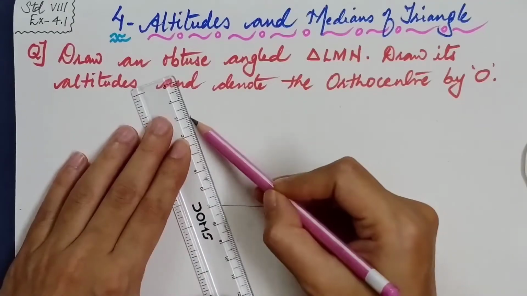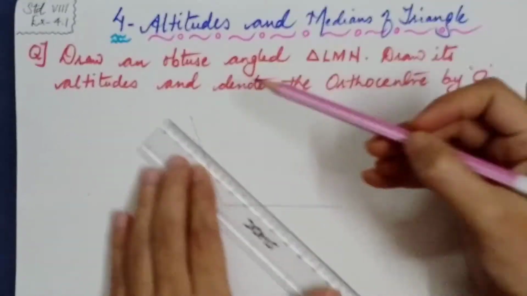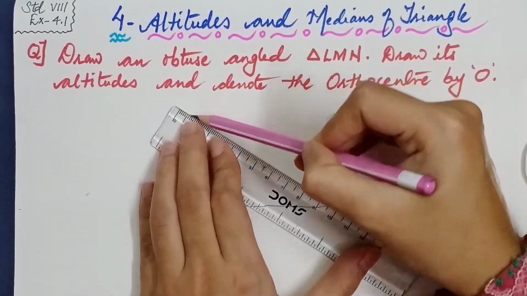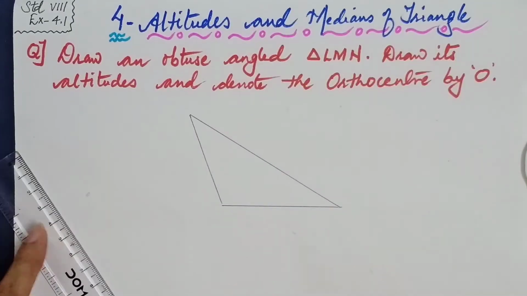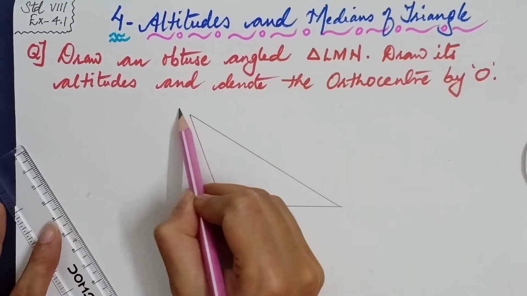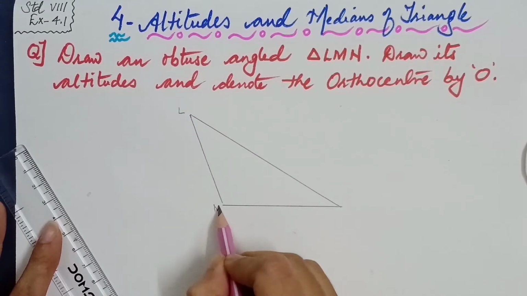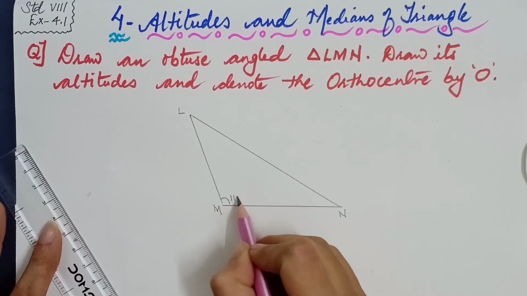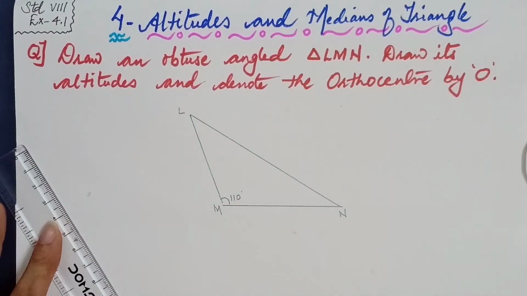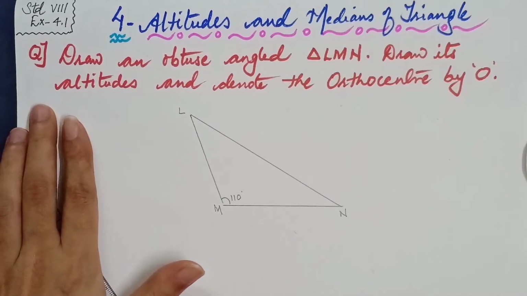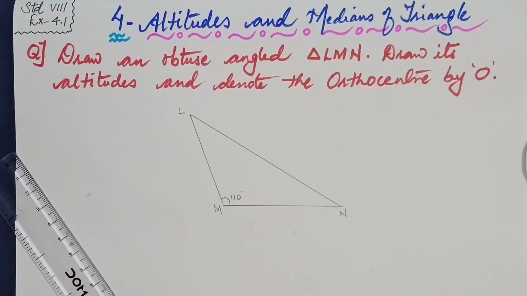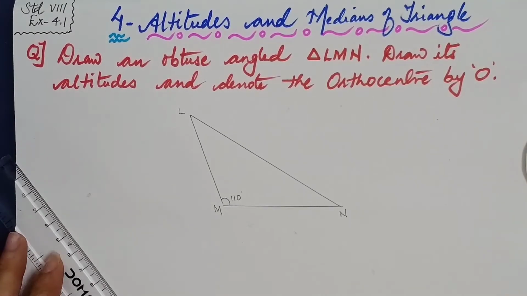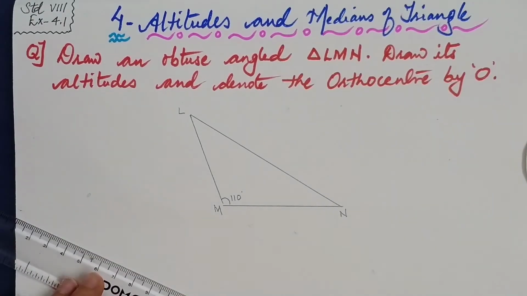Let us just join the vertices to form an obtuse angle triangle. Let us name this triangle LMN. So this is L, this is M, this is N, and this is 110 degrees. Now the main aim is to draw the altitudes, and when all the three altitudes meet at one common point, that point will be named the orthocenter. So let us start drawing the altitudes.